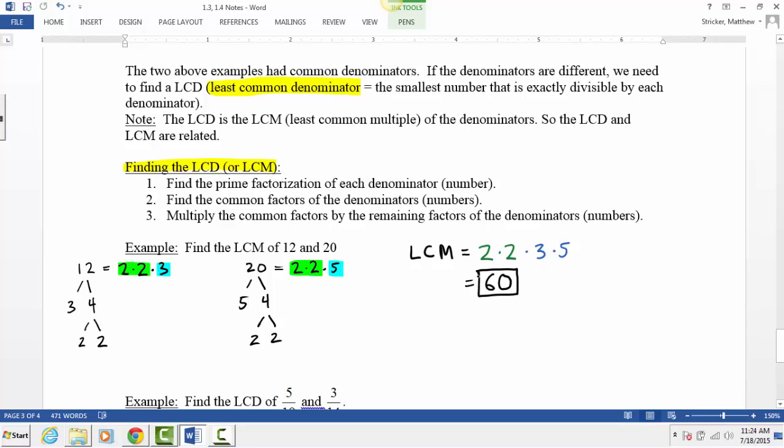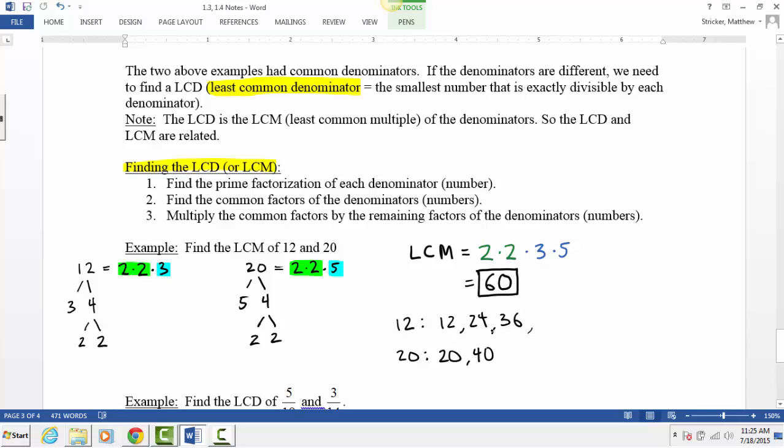The other way to do this is to just start writing multiples, and a lot of times this is what people will do in their head. However, with bigger numbers this gets a little bit more tricky. So if you start writing multiples of the two numbers, for example, multiples of 12 are 12, 24, 36, and so on. Multiples of 20 are 20, 40.